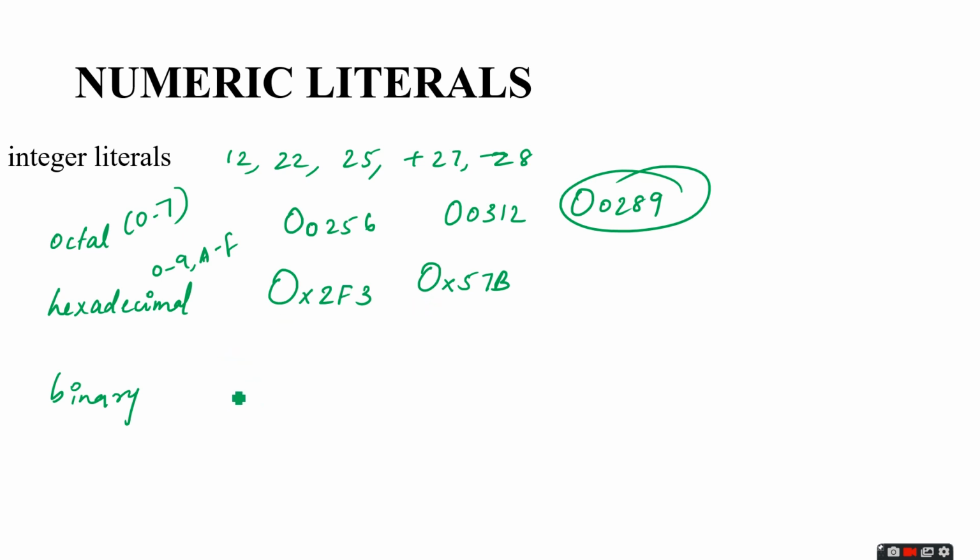Now next is the binary numbers. For binary numbers, we know it is a combination of zeros and ones. So first we will write 0. In order to represent binary, we will use B. Then we can write the combination of zeros and ones. So this is a binary number. So octal, hexadecimal, binary, all of these come under the integer literal.